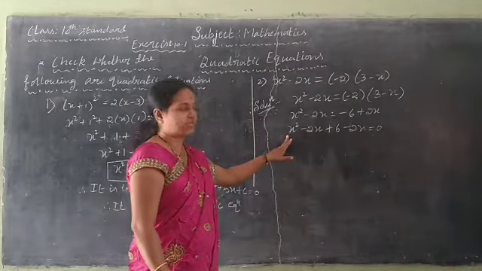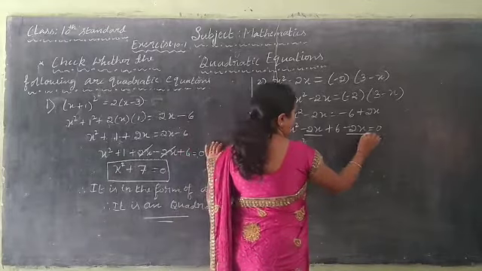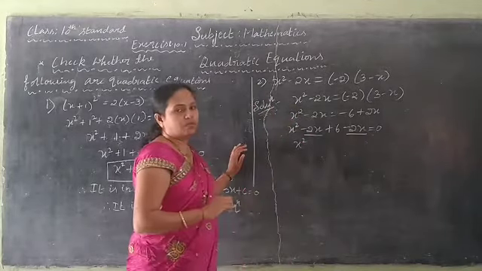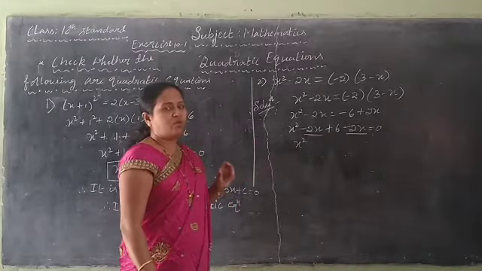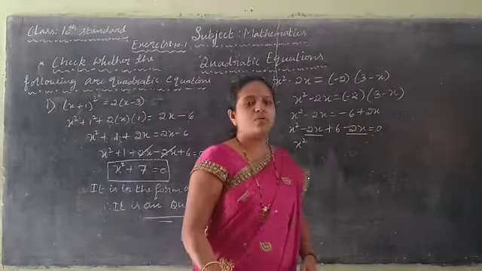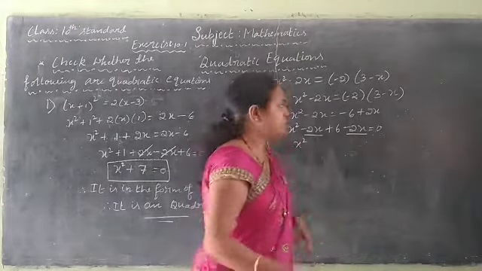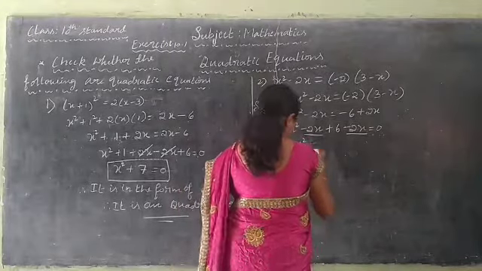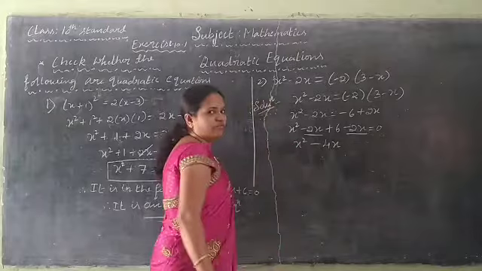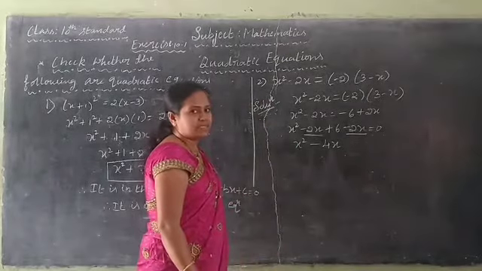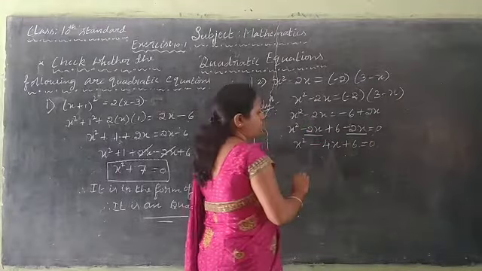Now write down x square as it is. Minus 2x and minus 2x, children. Both the numbers are minus, isn't it? You know that when both the numbers are having minus sign, what we have to do, children? We have to add and we have to write the minus symbol only. Minus 2x and minus 2x you get minus 4x. What is the remaining? Plus 6, isn't it? Plus 6 is equal to 0.